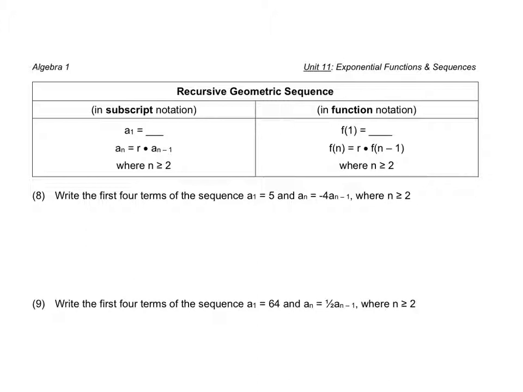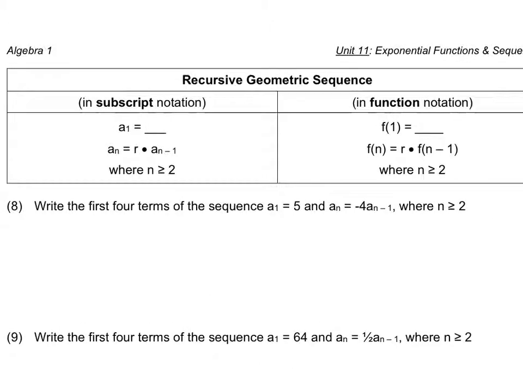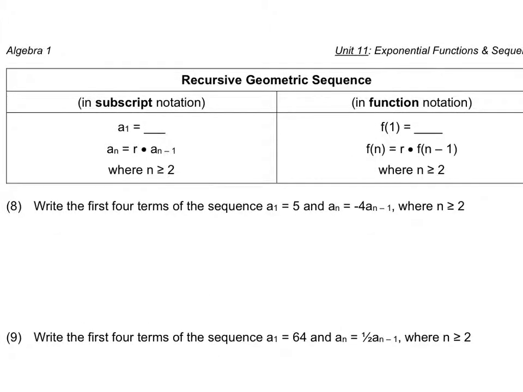For arithmetic, we were adding the changing value. So whatever it was, the d value in that case, we were adding it. Here we're multiplying by the r value, which is the value that we use to change from term to term. So in the case of number 8, we have our start value, a sub 1, which is 5. They're telling us that each term in the sequence is going to be negative 4 times the previous term in the sequence. All right?